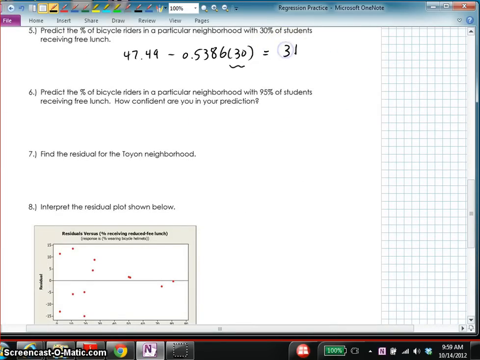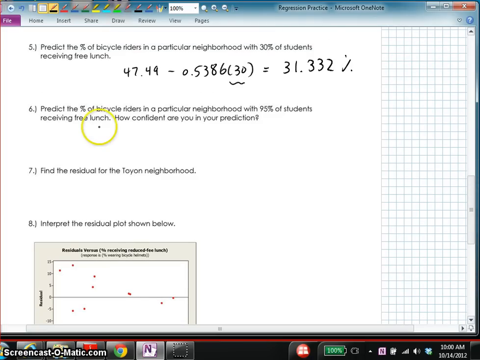And we get here, they're about 31.332% is our prediction. If we plug into that equation 95%, we get 47.49 minus 0.5386 times 95, and we get something that's a little bit perplexing. It's a negative percentage. So if we think about that, that's impossible.